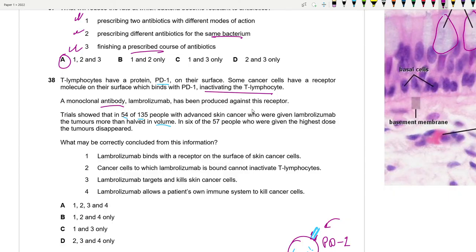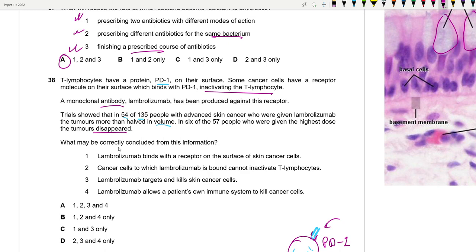showed that, in 54 out of 135 people, the tumors more than halved in volume. In 6 of the 57 people who were given the highest dose, the tumors even disappeared. Okay, what may be correctly concluded from this information?